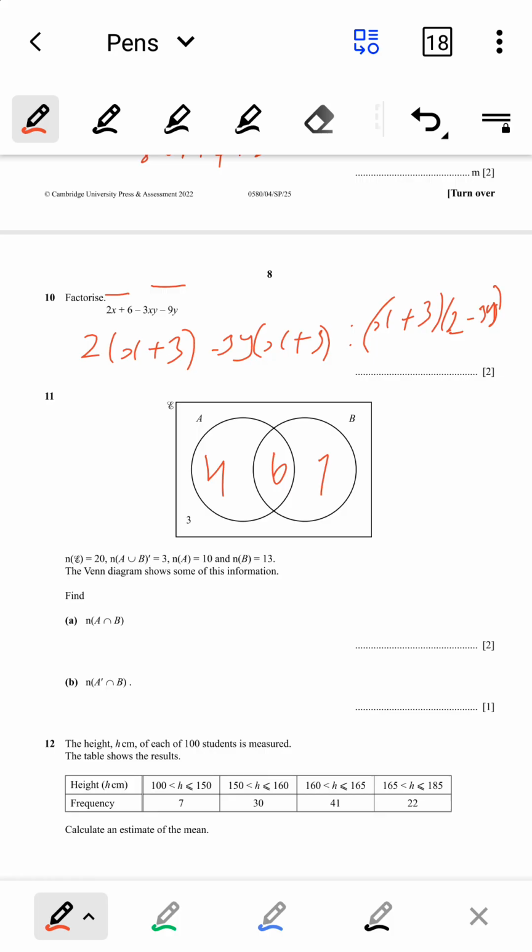So the number of A intersection B is 6 alone. Then A complement intersection B, A complement meaning excluding this region, means 7 alone is there. So A complement intersection B will be 7 only. This 7 is the answer. So very easy.